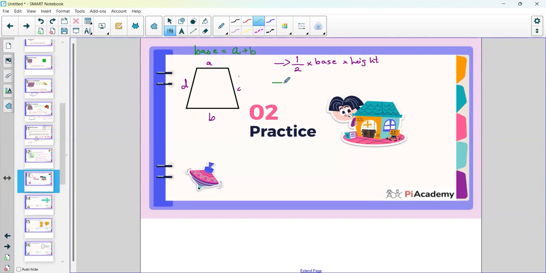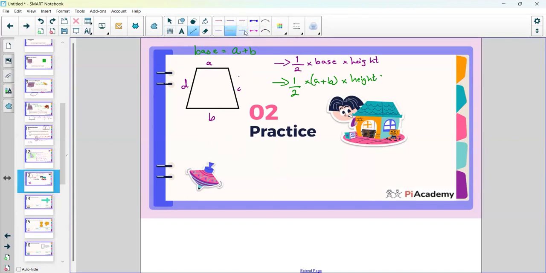So my formula for trapezium would be half times (A plus B) multiplied by height. Does this make sense? Yes. And what would be the height? Would my height be either of C or D? It would be neither of D or C.